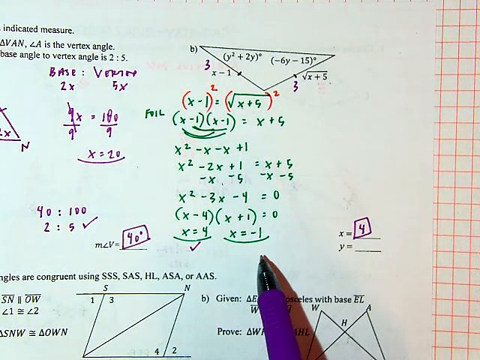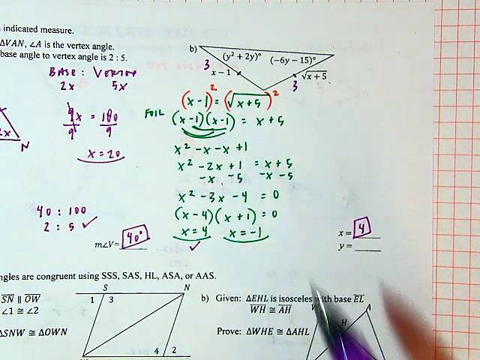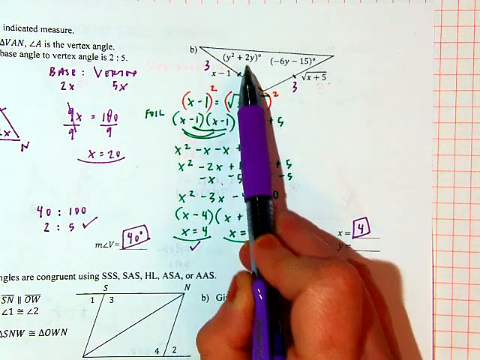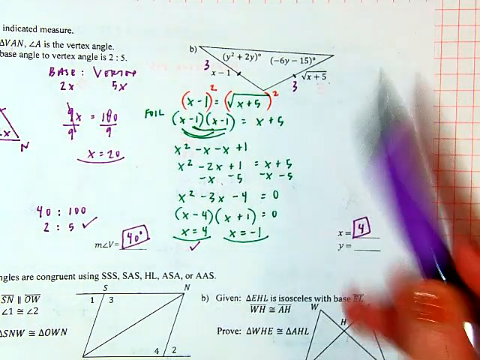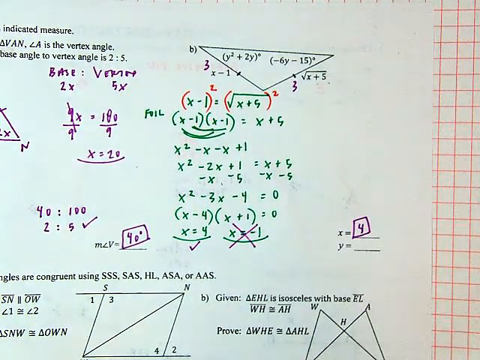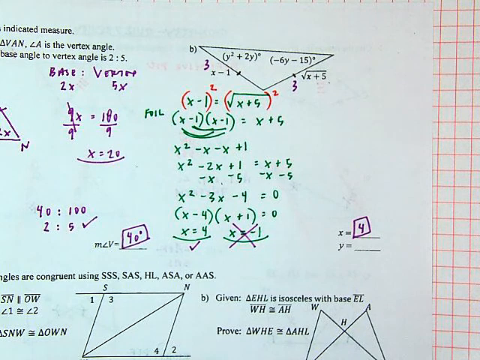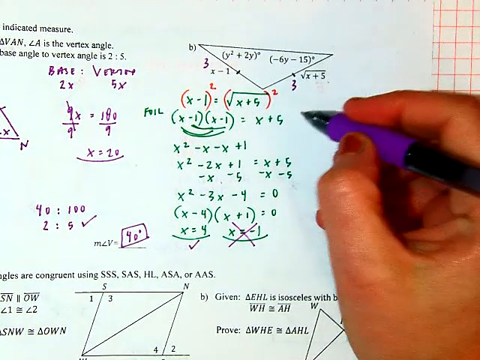Let's try the -1. If I plug in a -1, -1 minus 1 would be -2. Well, I know right now that that's not going to work. I cannot have a side length that is negative. So the only solution that will work here is an x value of 4. But it's totally possible that I would have more than one solution. We've seen that play out before.